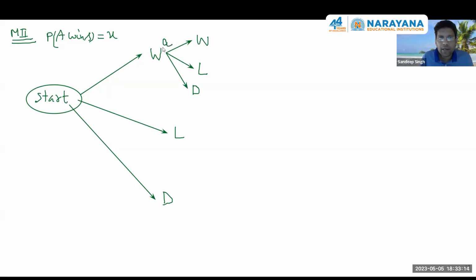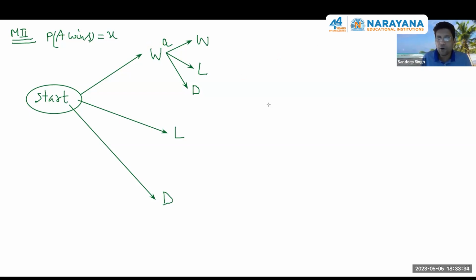What is this A? This symbol A denotes after first win. जब first match कौन जीत चुका है? A. A has already won the first match. After that stage, if I am going to win the tournament, suppose I am A, then that whole chance I am taking as A, denoting by A.